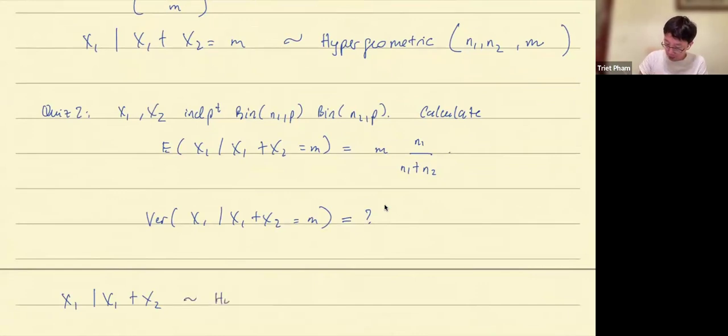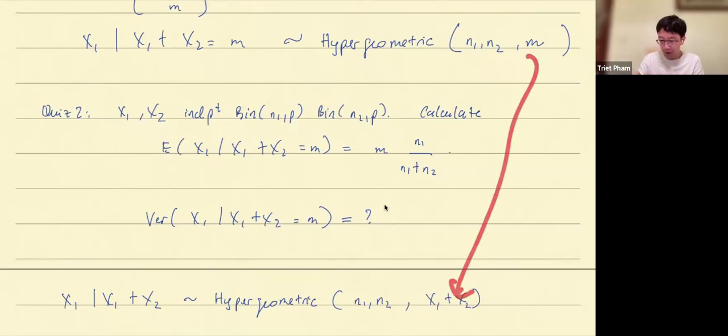is a hypergeometric with these following parameters. Okay. So first of all, at some level, it's just a replacement of symbol with symbol. But it's much, much more than that.